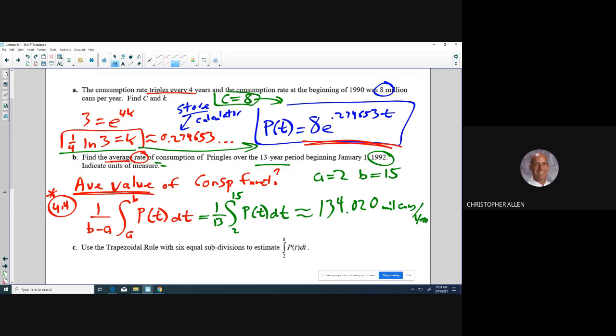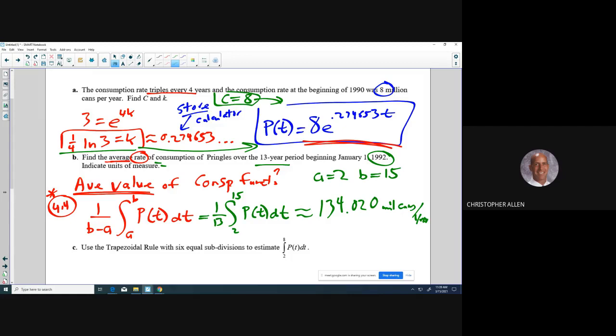But my hope is that you actually use your calculator now to actually practice this. You should get 134.020. And that's millions of cans of Pringles per year over that 15-year period. On average, about 134 million cans of Pringles are consumed each year. That's the answer to part B.